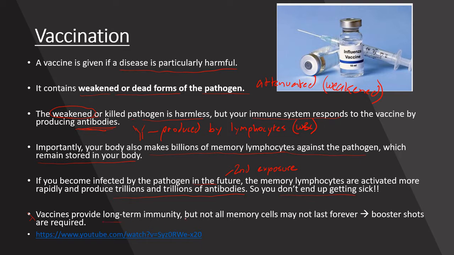Vaccines provide long-term immunity, but those memory cells may not last forever. Therefore, you're going to need booster shots. And you've probably all had booster shots before. You get your first inoculation, you get your first vaccination. Years, months, weeks, possibly later, you'll have to get a booster shot just to improve the number of those memory cells and antibodies being produced by those memory cells.